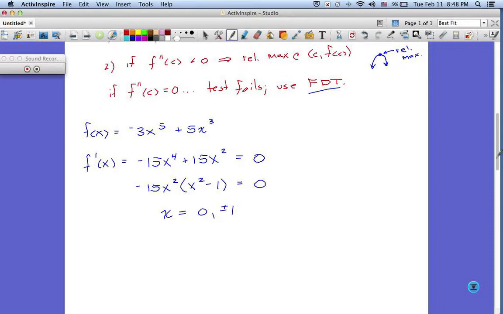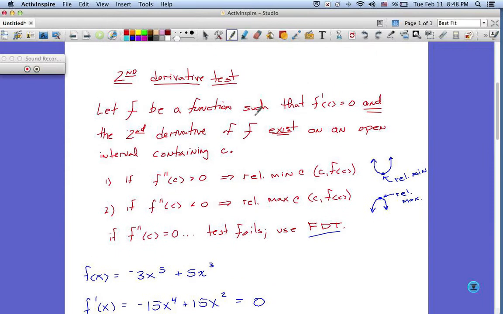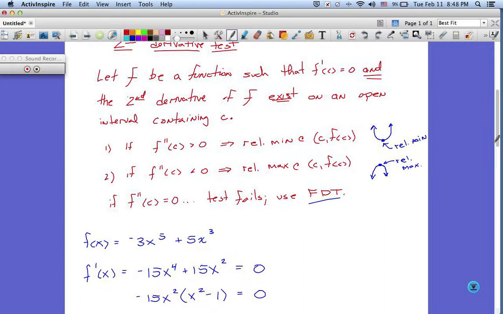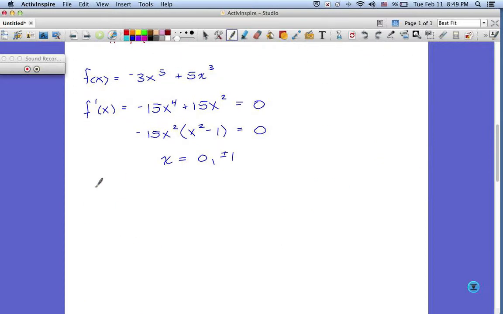So let's check this definition out. f prime of c equals 0. Check. And the second derivative of f exists on an open interval. Well, I can certainly take a second derivative. If the second derivative at c is greater than 0, or if the second derivative at c is less than 0, we have relative extrema. So let's take the second derivative. f double prime of x is negative 60x cubed plus 30x.